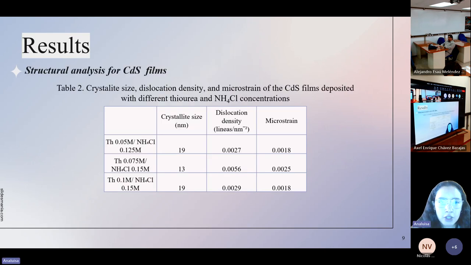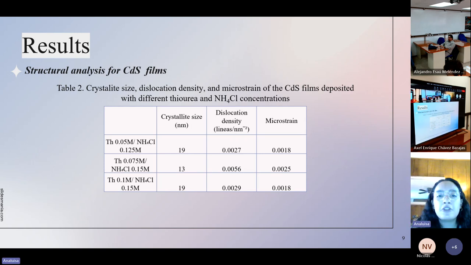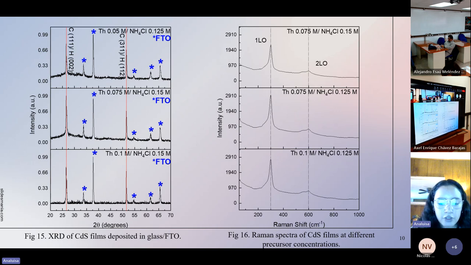For the results of the structural analysis of the cadmium sulfide films, we have that differences in the crystallite size, dislocation density, and microstrain were obtained at different concentrations of precursors. We obtained an average crystal size of 19 nanometers, and the lowest crystal size was 13 nanometers, with conditions of thiourea 0.075 molar and ammonium chloride 0.15 molar.